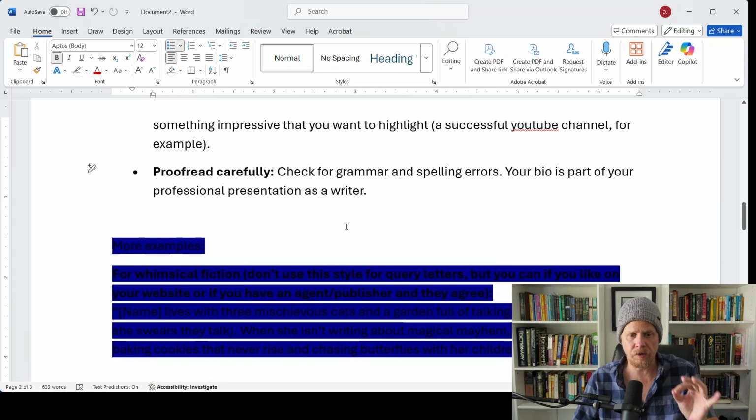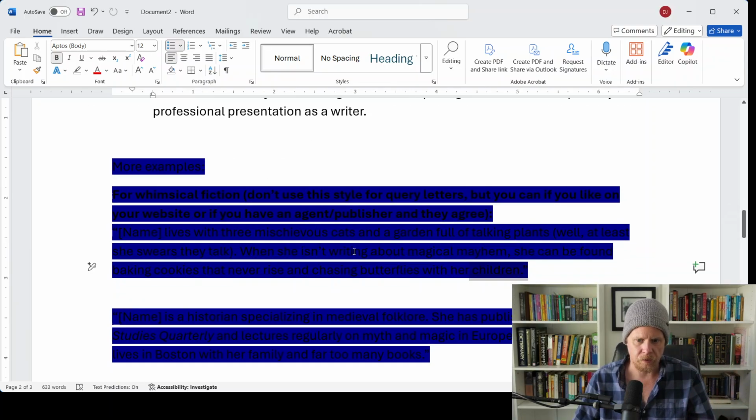Also, here's another tip for you guys. Make sure you proofread your bio carefully. That goes for whether it's a bio for a literary agent or for your website. Obviously, guys, always check your grammar and spelling, right?